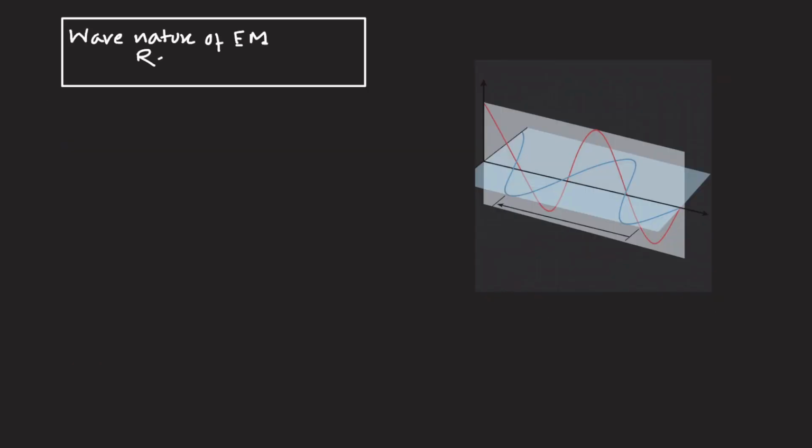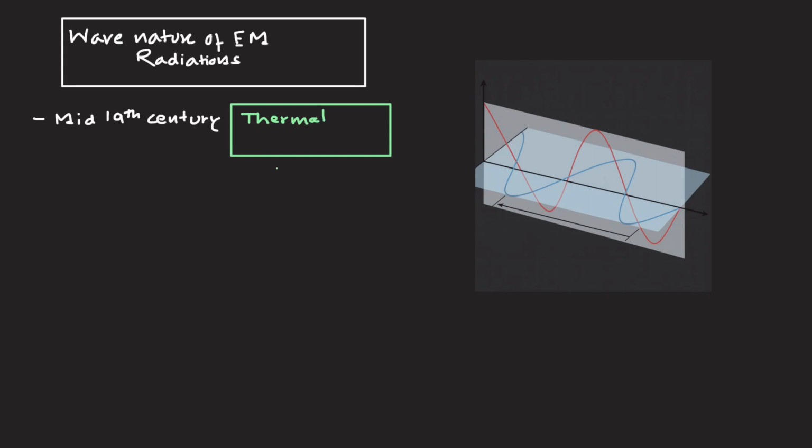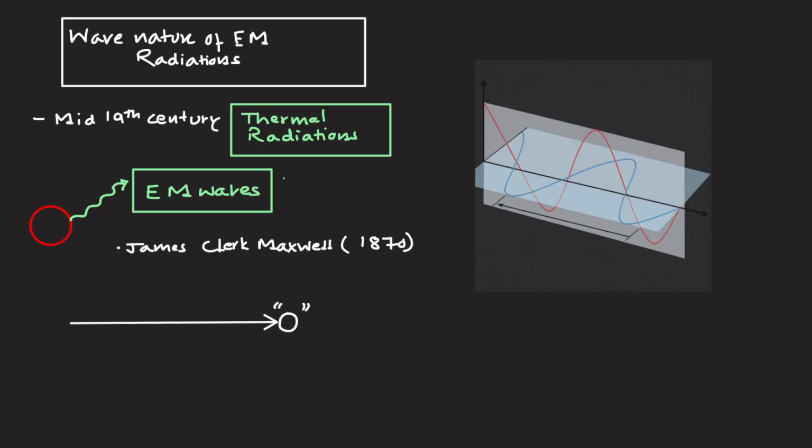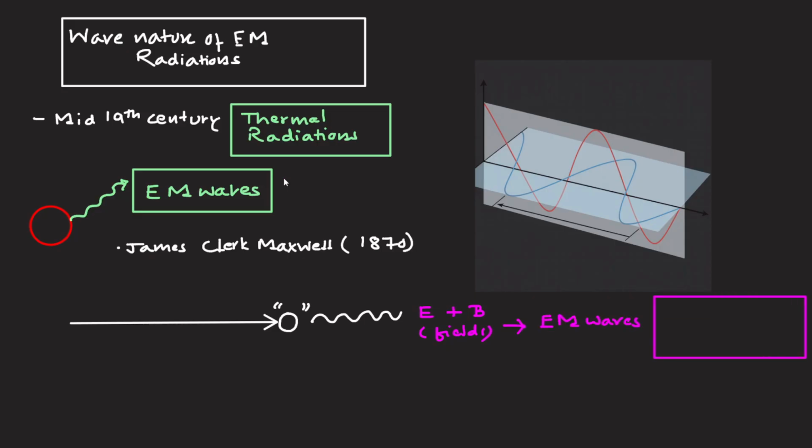Wave nature of electromagnetic radiations. In the mid-19th century, scientists studying thermal radiations realized that heated bodies emit energy in the form of electromagnetic waves. The theoretical foundation was laid by James Clerk Maxwell in 1870, who proposed that accelerating charged particles produce oscillating electric and magnetic fields, which travel through space as electromagnetic waves. His theory was later confirmed experimentally by Heinrich Hertz.